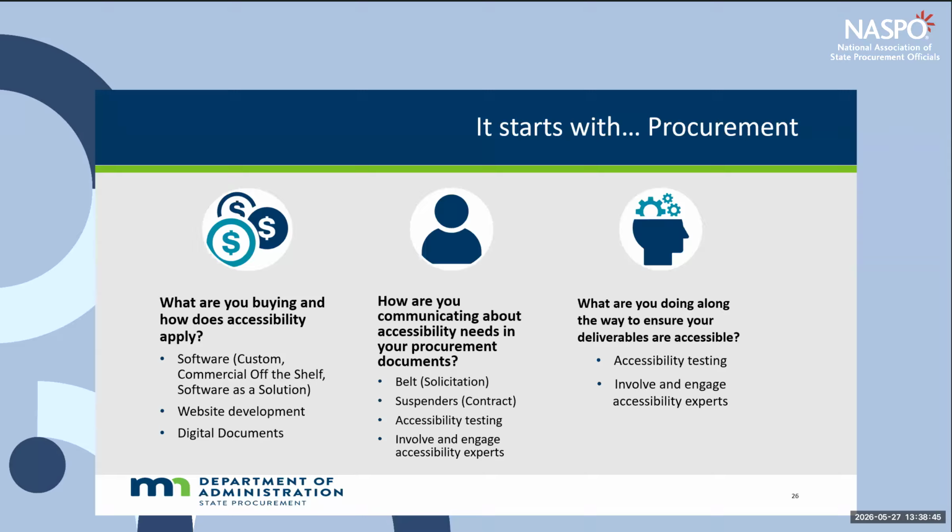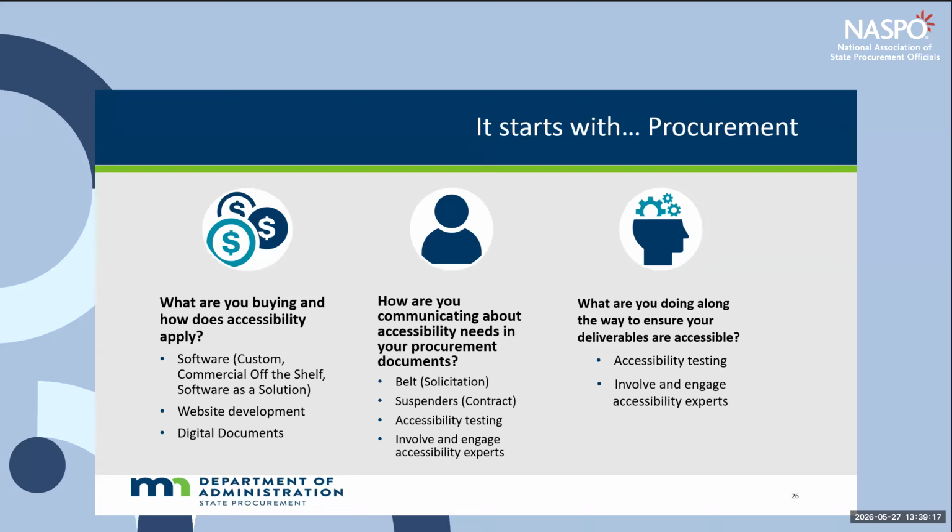And how are you communicating about accessibility needs in your procurement documents? First, it's the belt, which is the solicitation, and then your suspenders, which is the contract. So we're going to check from the outset to see if they are capable. And then we're going to check along the way to make sure that they are actually being capable. And we do that by building testing into our process, whether it is software, or digital documents, or a website.